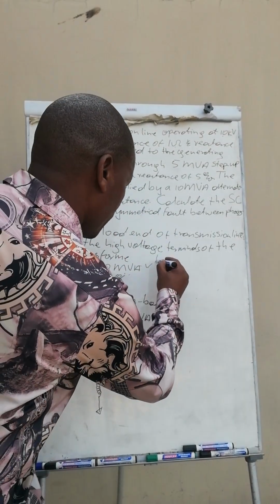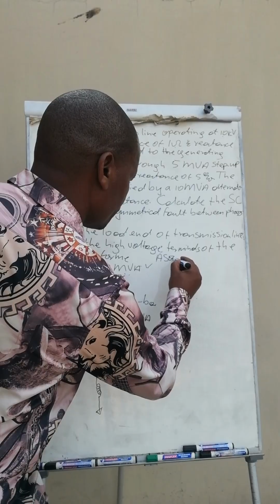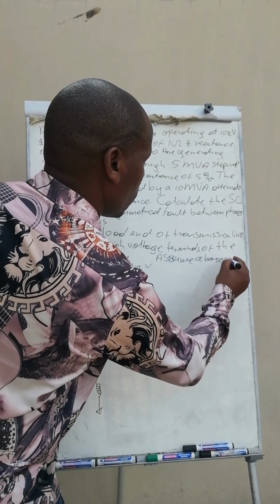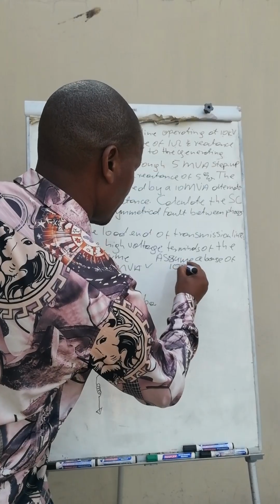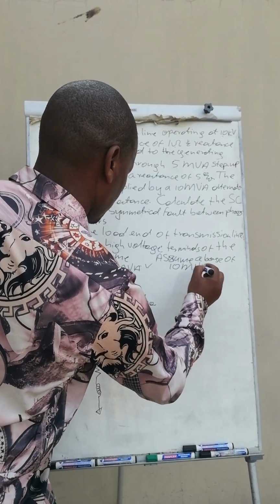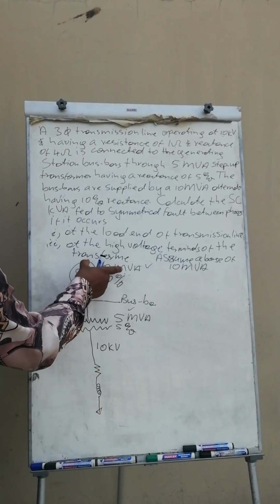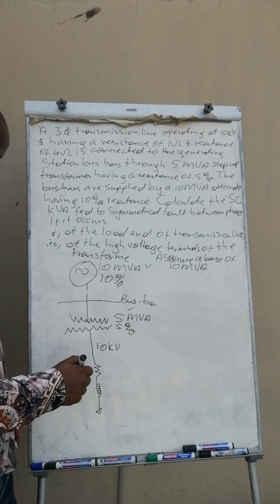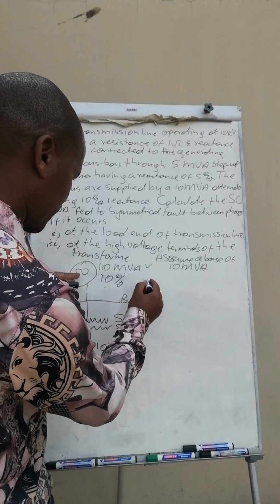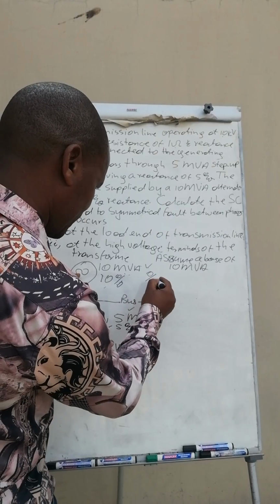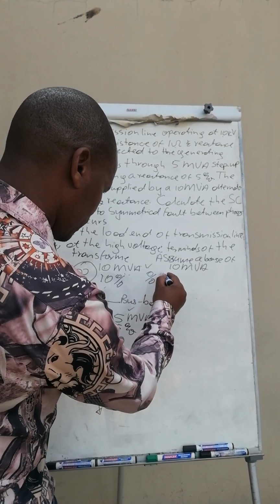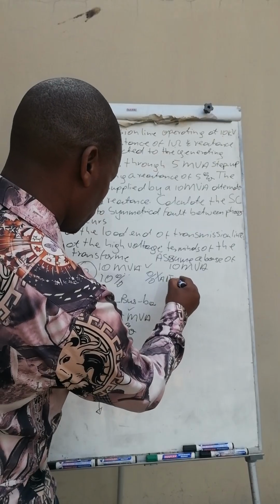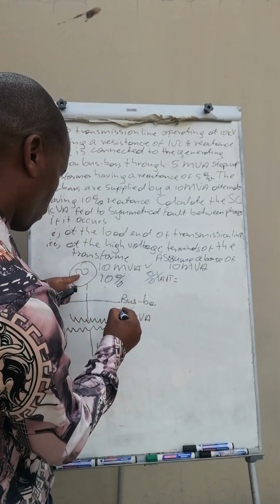All right. So let's assume a base of 10 MVA. This is the largest rating in this power system, and it is equal to what? The alternator. The percentage X alternator is equal to what?